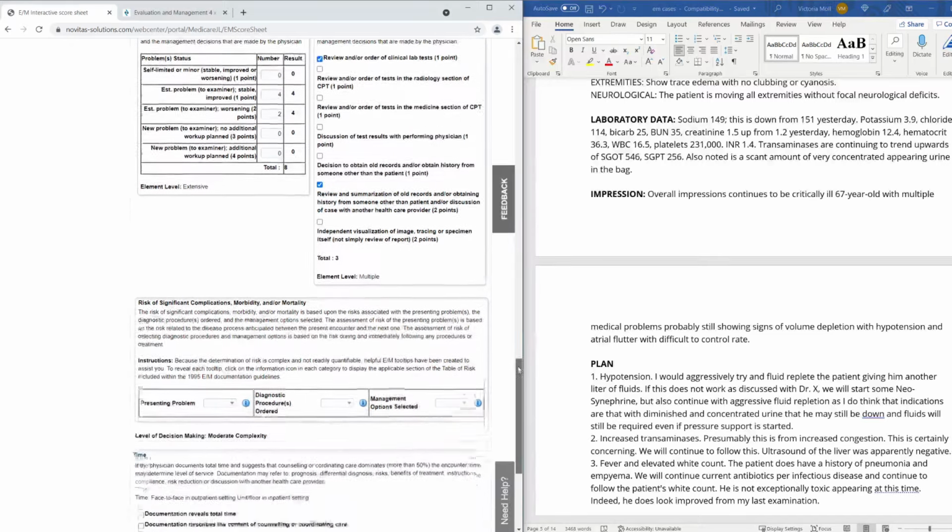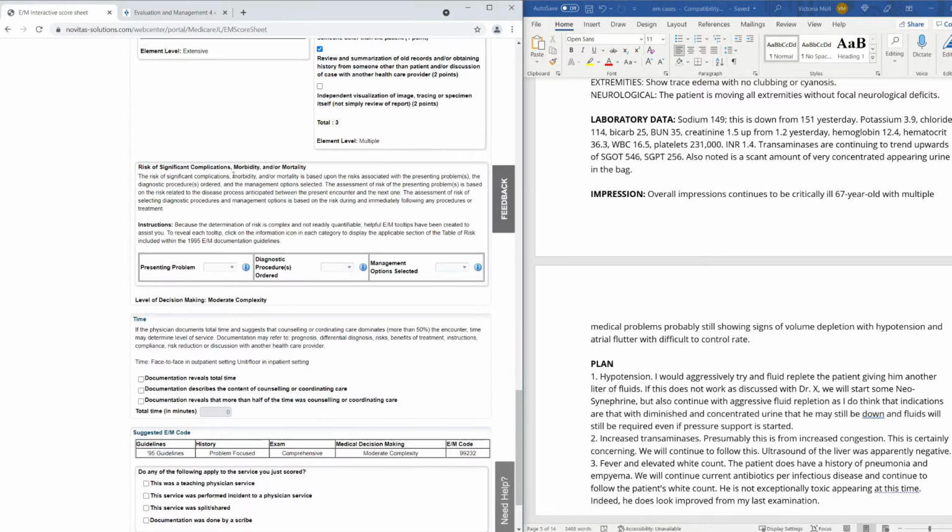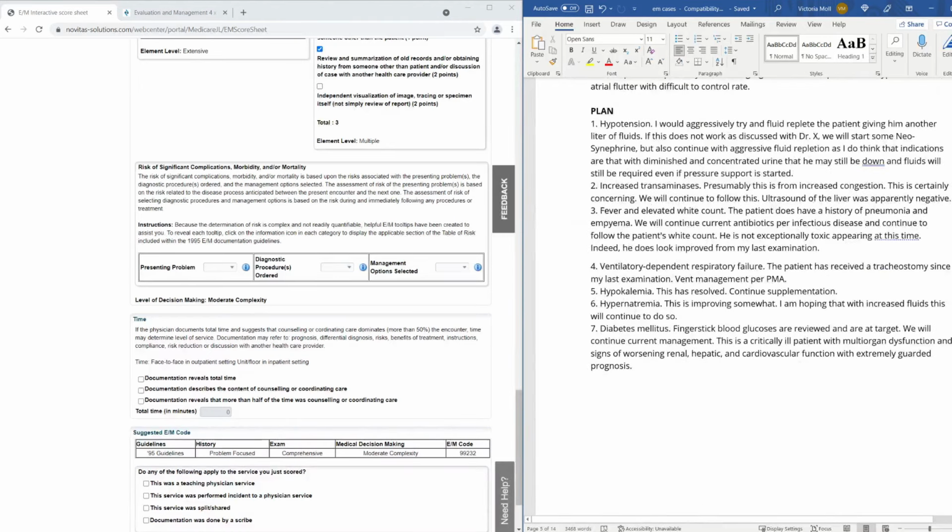So let's take a look here. We're probably going to hit it here with our risk of complications. What have we got? We've got a patient here.